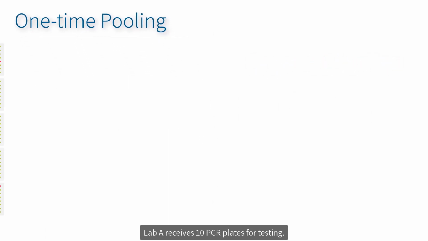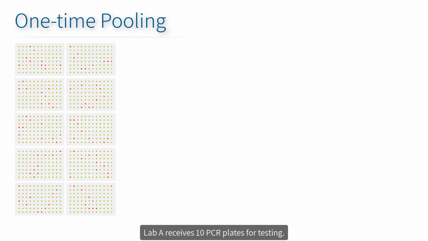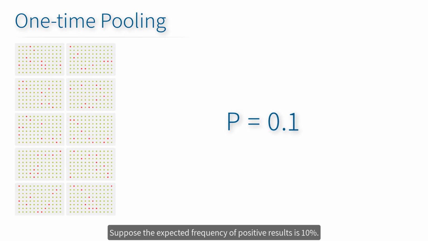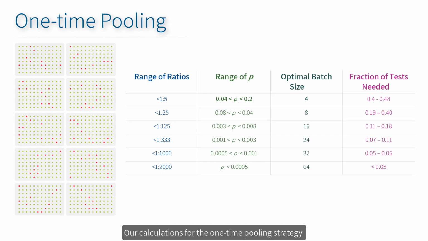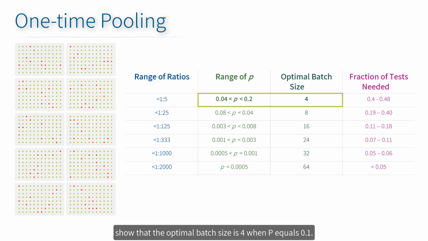Lab A receives 10 PCR plates for testing. Suppose the expected frequency of positive results is 10%. Testing 960 samples using the naive one-by-one strategy will require 960 tests. Our calculations for the one-time pooling strategy show that the optimal batch size is 4 when P equals 0.1.